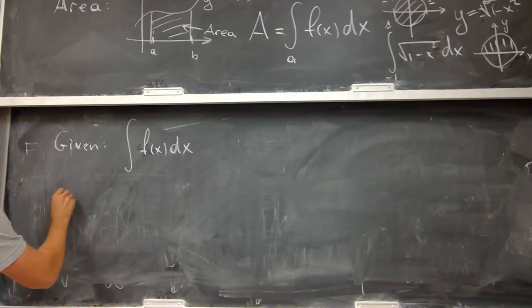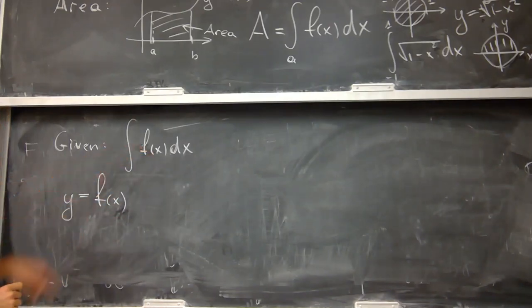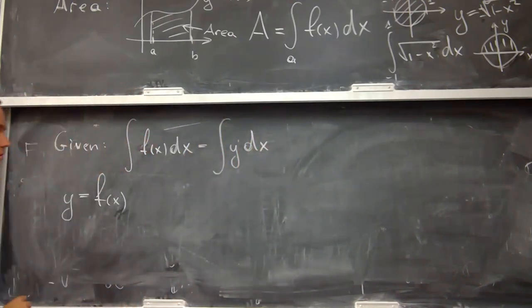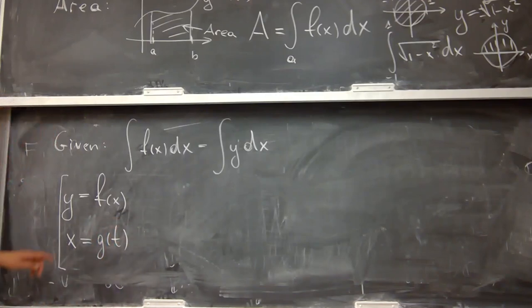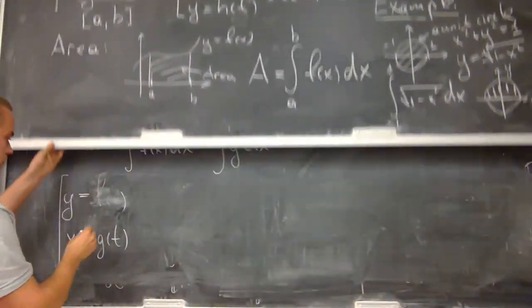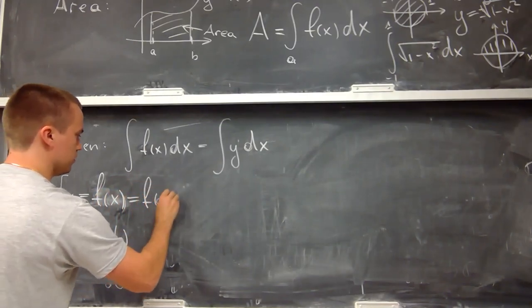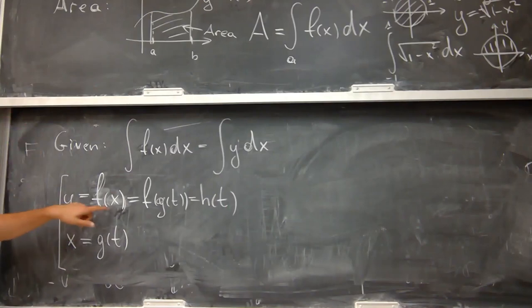But what do I know? I know that my y equals f of x. So what can I do over here? I can rewrite this thing in terms of y dx. But what else do I know? I know that y equals f of x, and my x, by the formula, equals g of t. But if x equals g of t, we know that we can rewrite our y. It's over here, our y equals h of t. Or in other words, y equals f of g of t, which equals h of t.